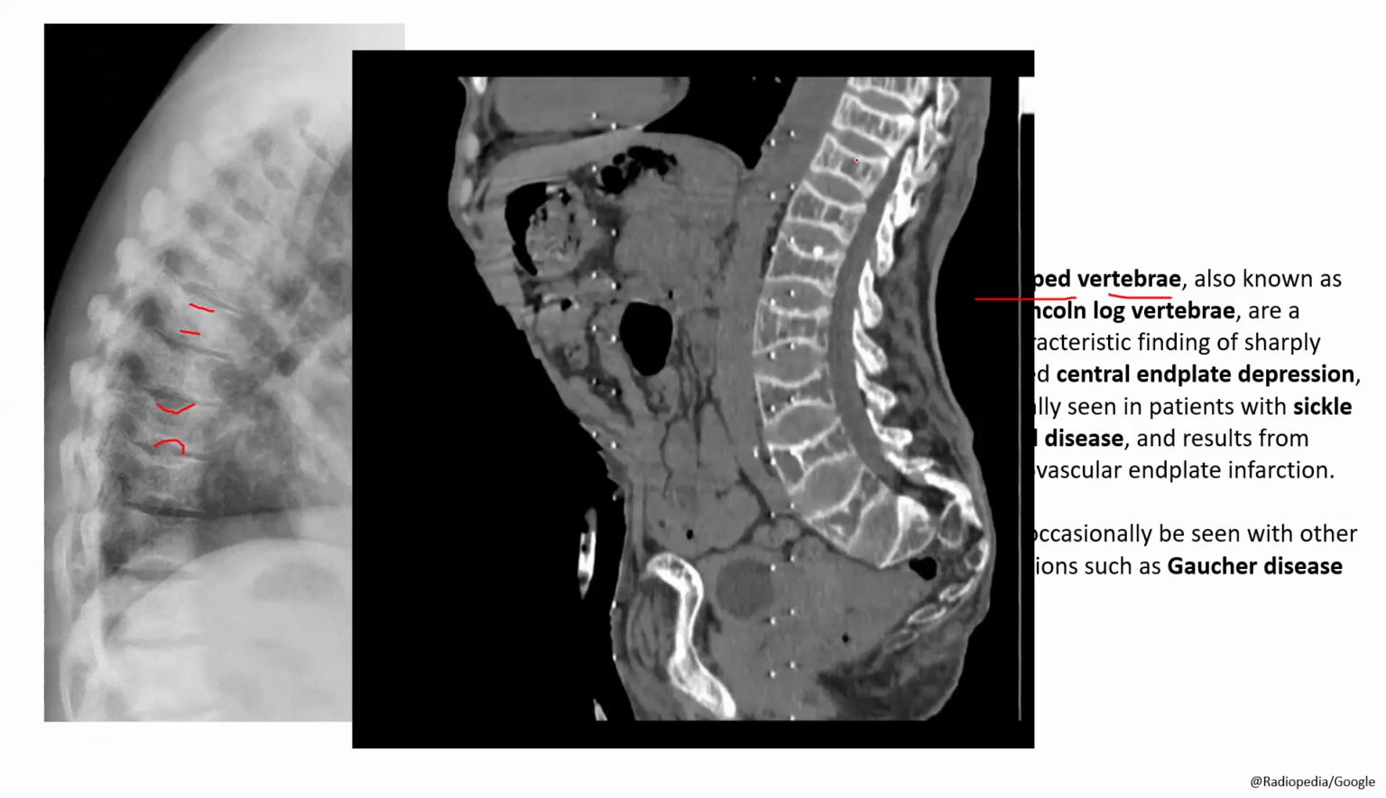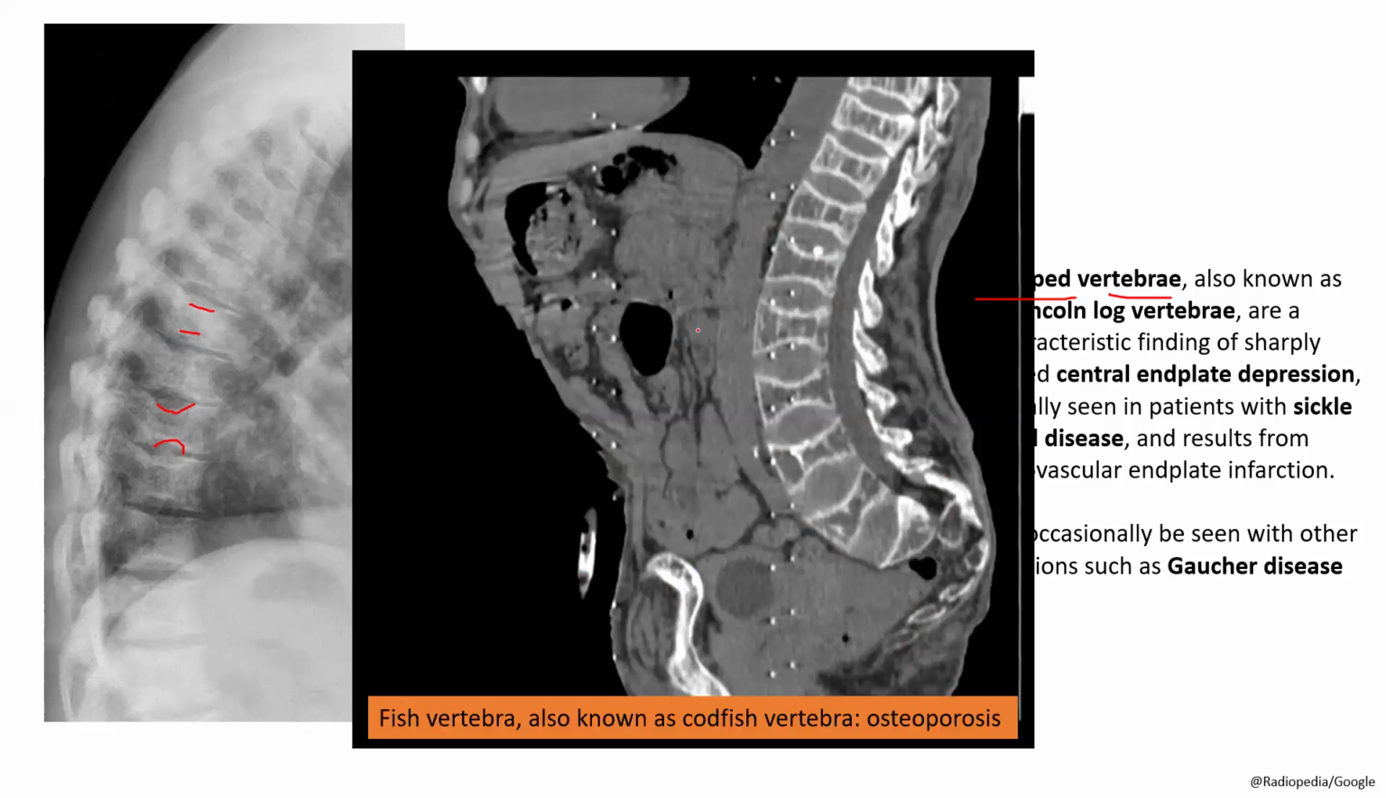What is this appearance of the vertebra called? This is fish vertebra or codfish vertebra, which is characteristic of osteoporosis. So there is smooth concavity along both end plates. So this is biconcave vertebra. So fishes generally have their vertebral shape like this. So this is fish vertebra or codfish vertebra, which is characteristic of osteoporosis.